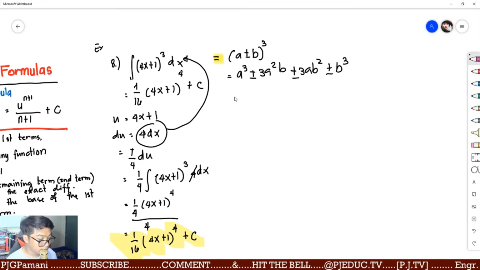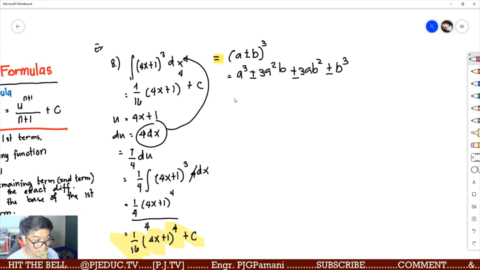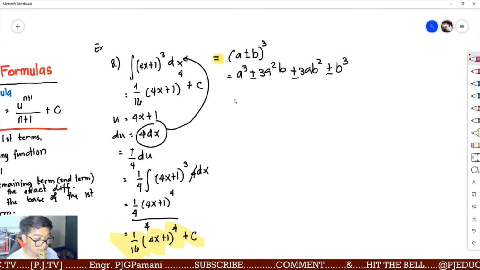Expand ba natin or kayo nang bahala? Alam niyo naman mag-expand, no? Right? Yes, sir. Okay lang?